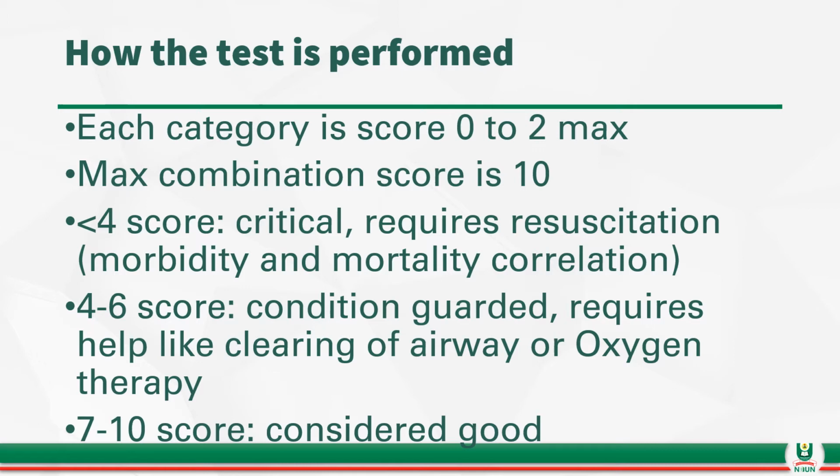And when the score is between 4 and 6, it is usually a cautious score and requires help. Such a baby might require help like clearing of the airway, might need oxygen therapy so that the baby can breathe well. Then if the score is between 7 and 10, it is considered a good APGAR score.